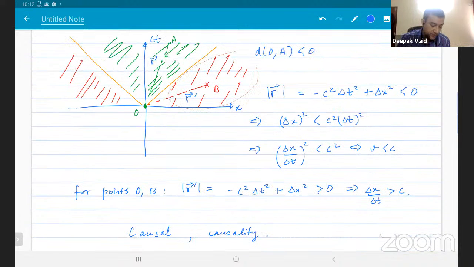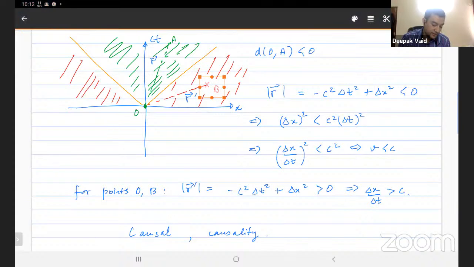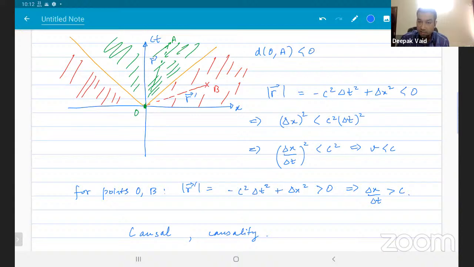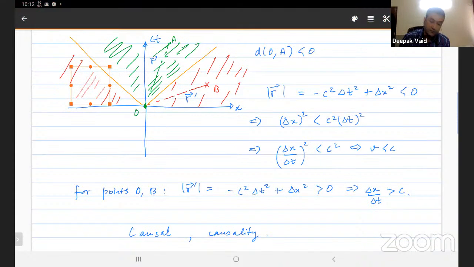So if you look at any point within this red region over here, the slope of the line connecting any point in this region to the origin is less than 1. That means any signal which goes from O to any point in this region has to travel at a speed greater than the speed of light. So all of these points are causally disconnected from O.